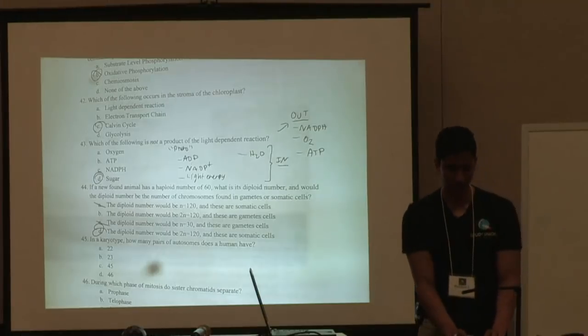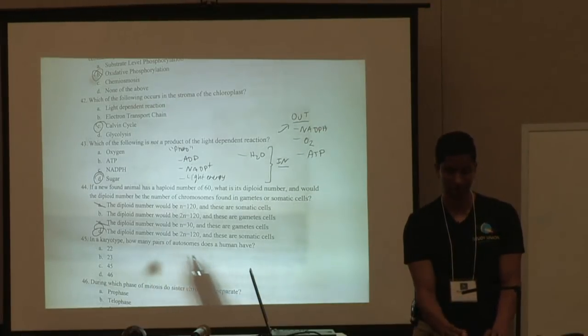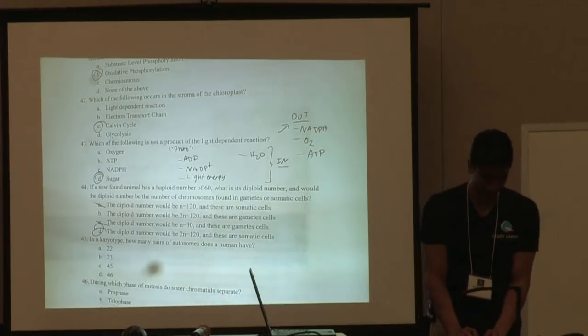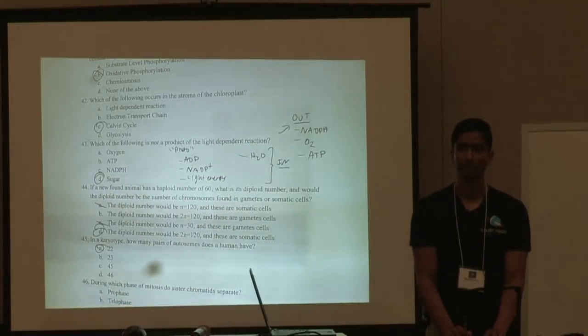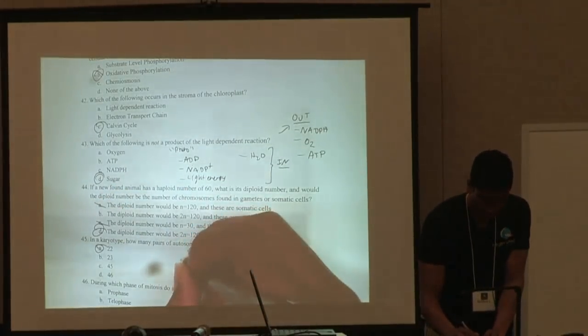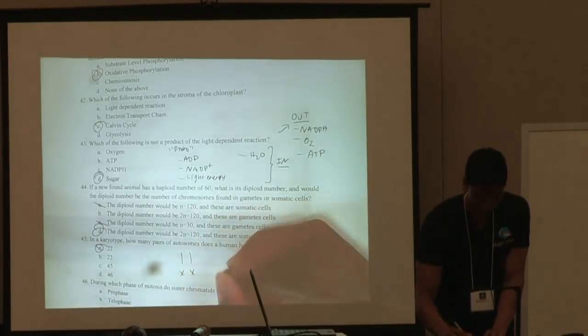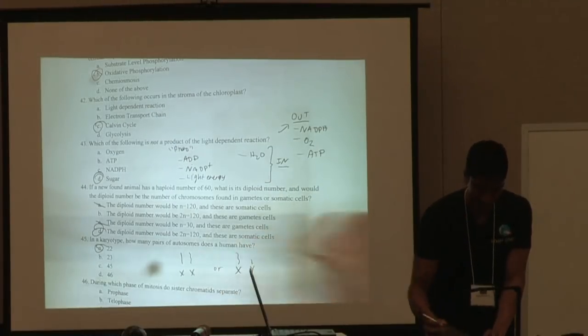All right, so in a karyotype, which is basically when they list out all the chromosomes, how many pairs of autosomes does a human have? 22, right? What's the last one? The sex cells, right? So you have either, this doesn't really look too accurate, XX or XY.